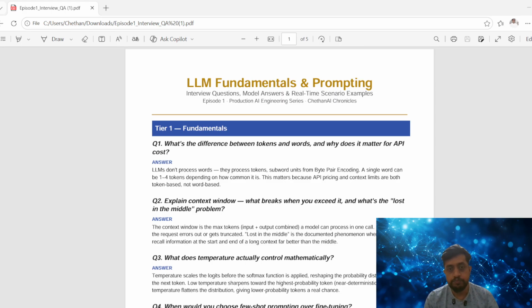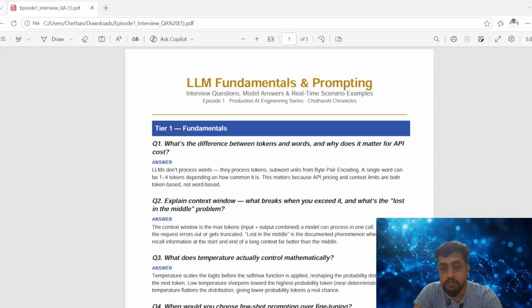What I want you to understand is that these questions and answers are not the only ones; the interviewer can ask any type of question related to this. This is like a cheat sheet, a set of basic things I am trying to give you. It is not a guarantee that the interviewer will ask only these questions, but these are the fundamentals interviewers can ask. You just need to understand the basic concepts of LLM fundamentals and prompting, right?